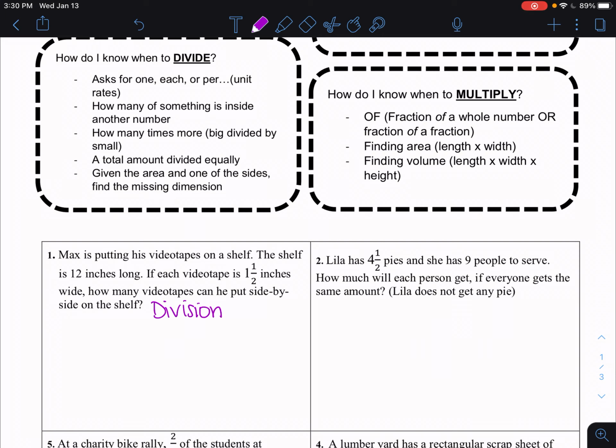And I'm trying to figure out if I take 12 and I try to put 1.5 inch cassette tapes in there, how many can I fit? So this is our whole number divided by a mixed number. So I'm going to write my whole number over 1 and I'm going to change my mixed number to an improper fraction. So 1 times 2 is 2, plus 1 is 3. And now I can do my keep change flip. So 12 over 1 times 2 over 3.